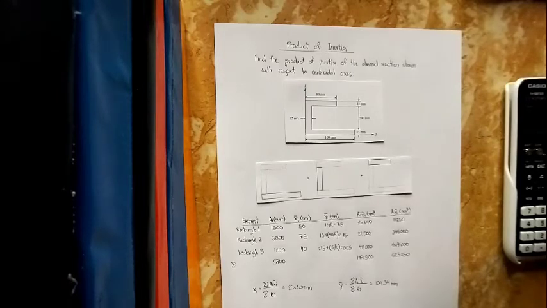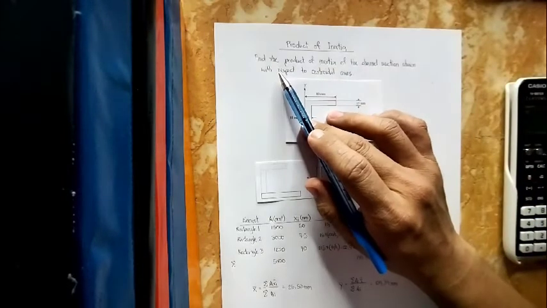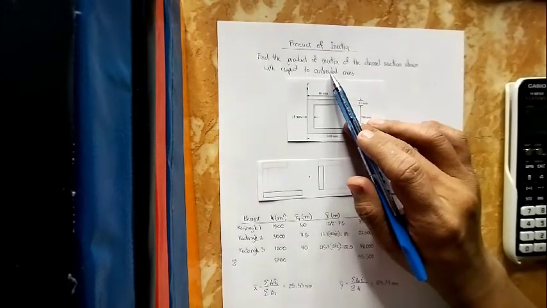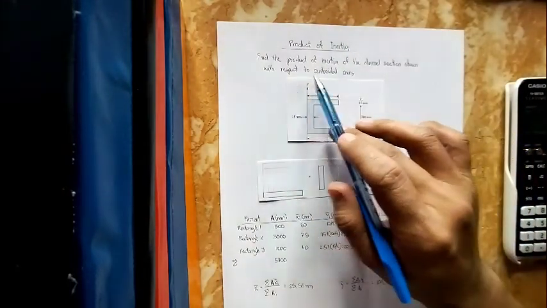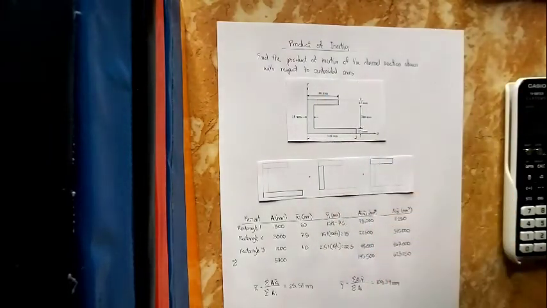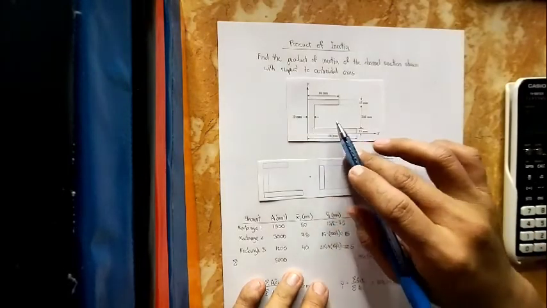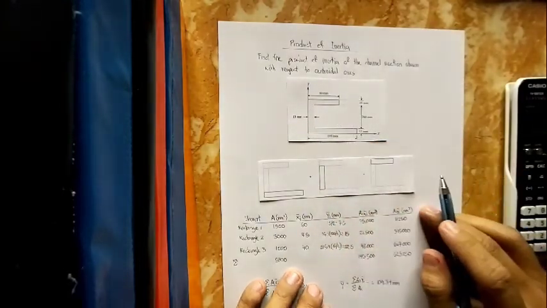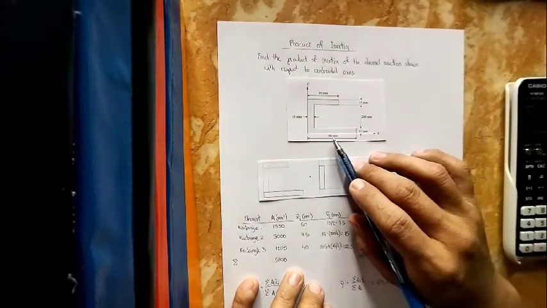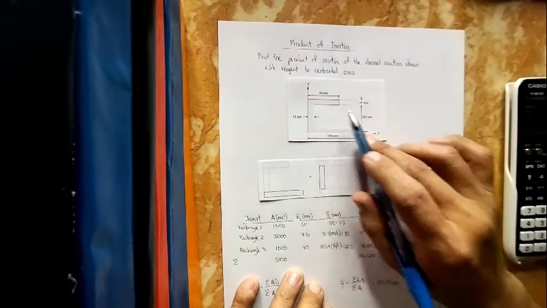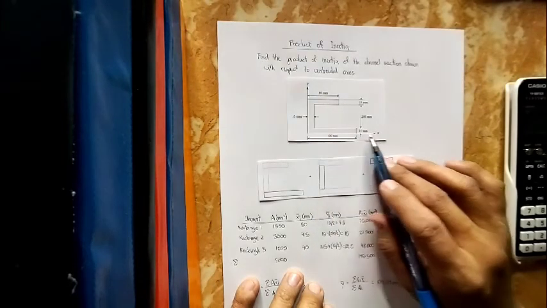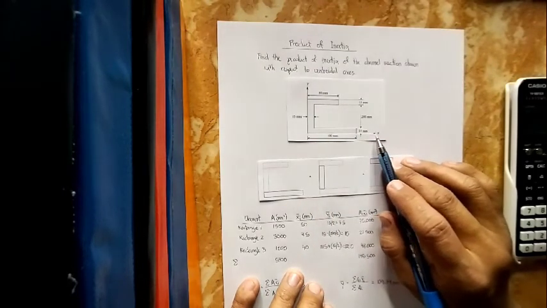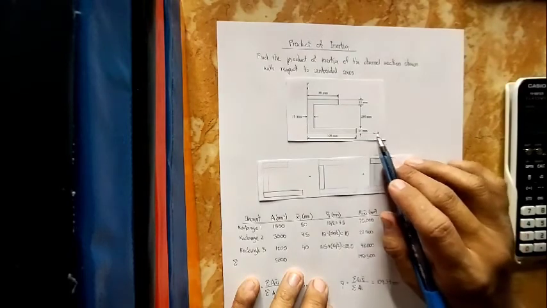Ang problem number 5 natin is about the product of inertia. The question is, find the product of inertia of the channel section shown with respect to centroidal axis. Ito yung figure natin ng channel section. Ito yung mga measurements niya according sa coordinate system natin, x and y axis.